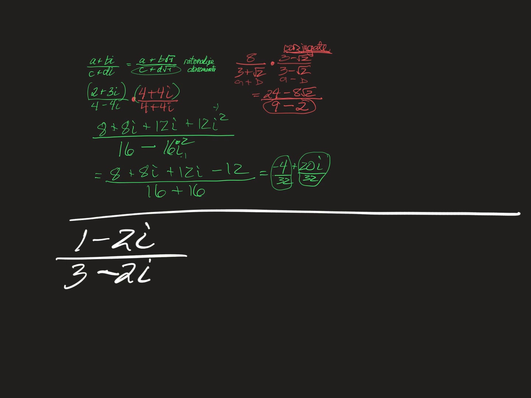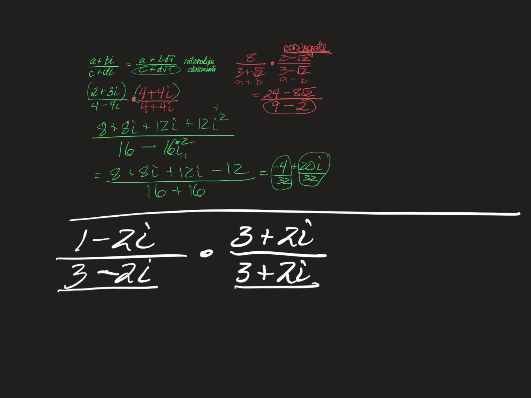So now, to do it right, you're going to do 3 plus 2i over 3 plus 2i. So notice how this is the conjugate. So you have a minus b times a plus b. So what's that going to equal? Well, the denominator is going to be a squared minus b squared. So it's going to be 9 minus 4i squared. Okay? A squared minus b squared.